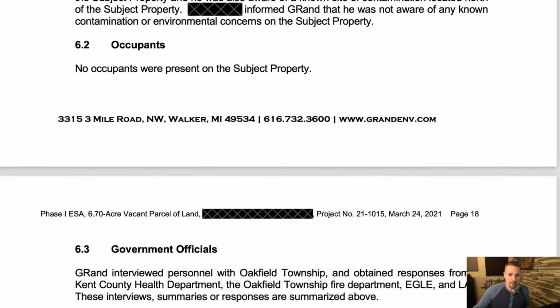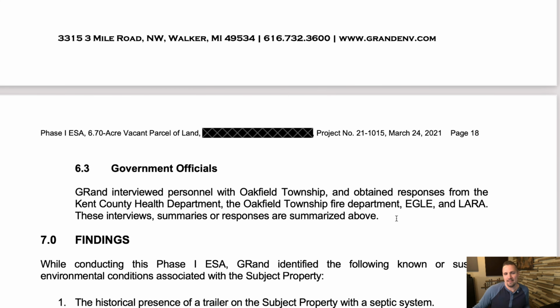And there were no occupants on the property. And they talked to the township officials and the county health department and got all the information that they needed from them. And there were no issues that came up there.